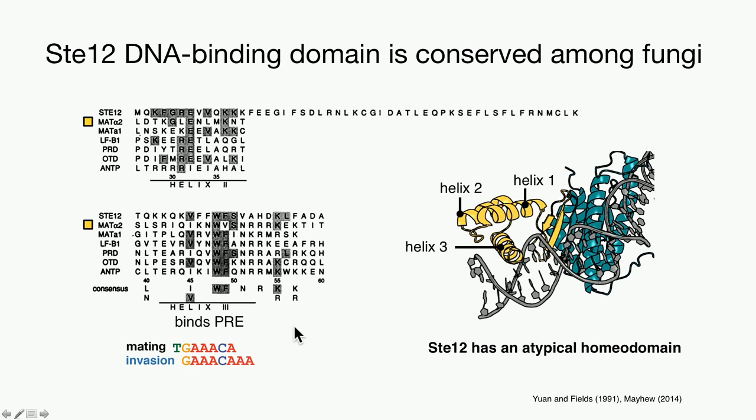And so similarly, we know what sequence Ste12 likes to bind when we induce with alpha factor pheromone. We know from ChIP studies from several groups that this is the motif that Ste12 likes to bind. And also, we know that if we induce cells for invasion rather than mating, that motif shifts slightly. So these are all things we know going in.